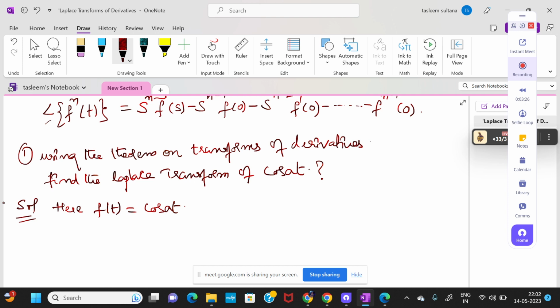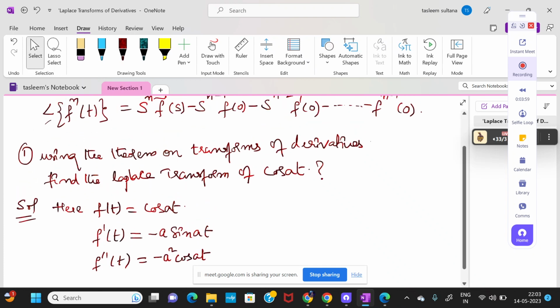Right? Now differentiate cos at. What is the derivative of cos? Aditya? Minus sign. Yes. Minus sign. It's equal to minus a sine at. Now one more time, f double dash of t is equal to minus a square cos at, since the differentiation of sine is cos at.